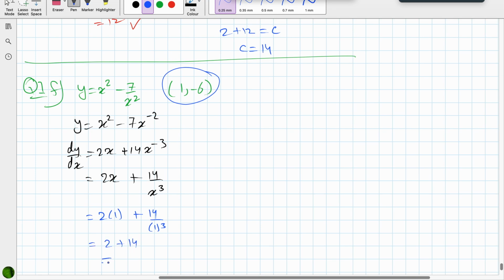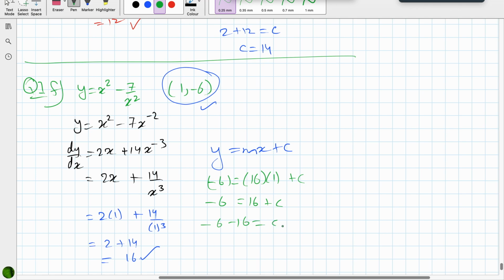2 plus 14, 16. I know the gradient, I know the point. Y is equal to mx plus c. Solving for c, y is minus 6, gradient is 16, x is 1. So minus 6 equals 16 plus c, minus 6 minus 16 is equal to c. C is equal to minus 22. Finally, writing the equation, y is equal to mx plus c. Got it?